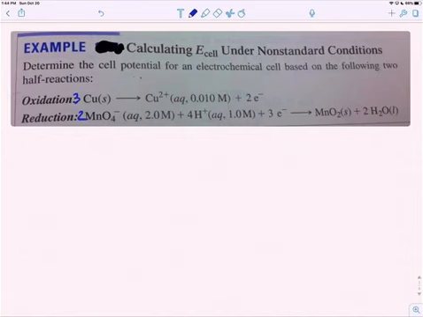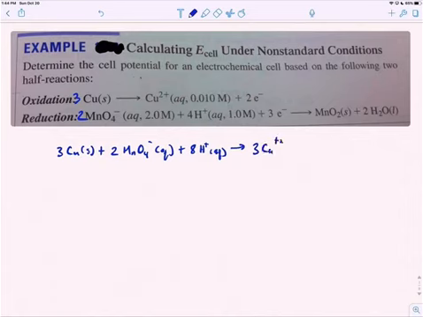So let's go ahead and write this out. 3 copper solid plus 2 MnO4 minus aqueous plus 8 H plus aqueous yields 3 copper 2 plus aqueous plus 2 MnO2 solid plus 4 water liquid.